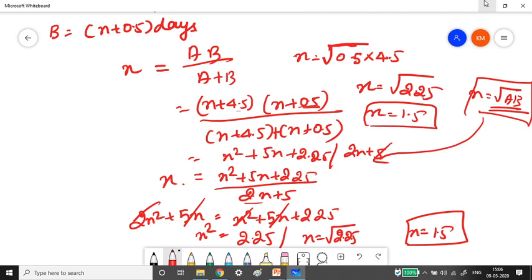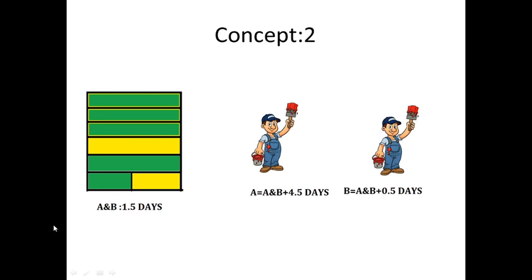So now can you see this answer we have worked out? I have also derived the answer for you. Let A and B's value be X days. So X will be equal to the square root of, and you only have to take these two values, how many days in excess they have taken over A and B, that is 4.5 and 0.5. Just multiply them and take the square root, and this gives the value.